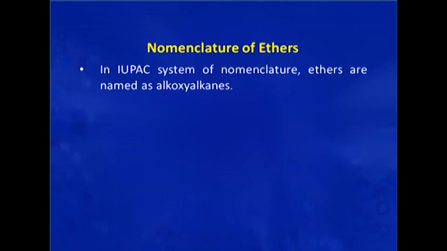We will now discuss the nomenclature of ethers according to the IUPAC system of nomenclature. According to the IUPAC system, ethers are named as alkoxy alkanes. Since we have two alkyl groups in ethers, one alkyl group is taken as alkoxy and the other alkyl group is taken as alkane. Out of the two alkyl groups, the complicated one, or the alkyl group having more carbon atoms, is taken as the main chain or alkane, whereas for the substituent we take the alkyl group which has fewer carbon atoms.